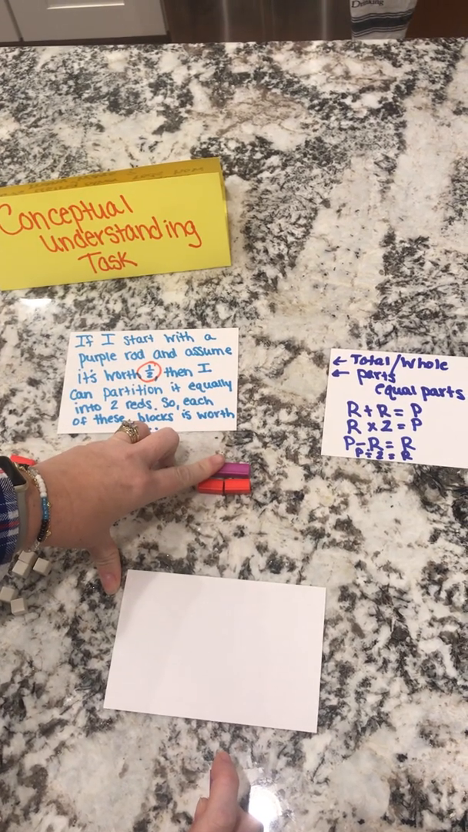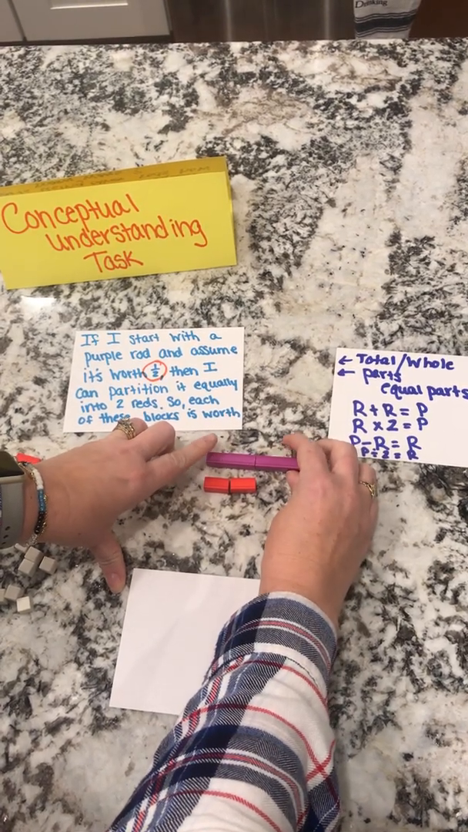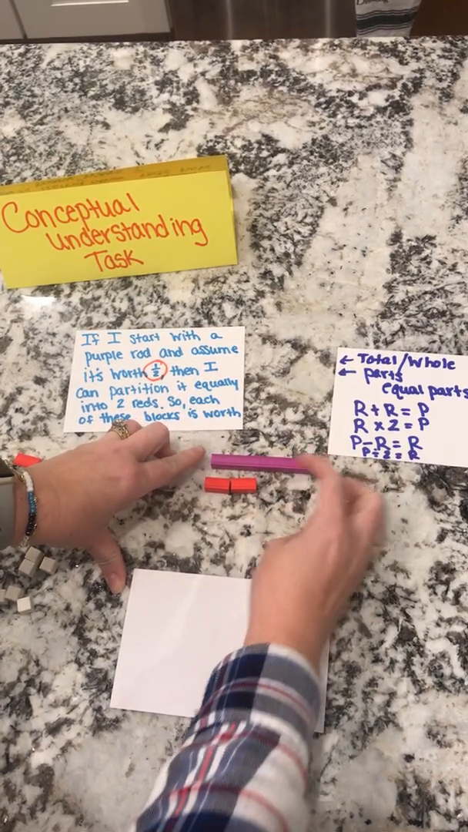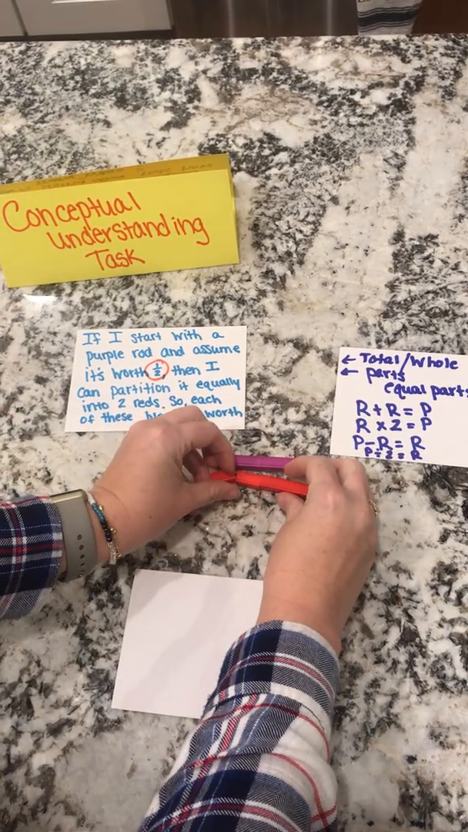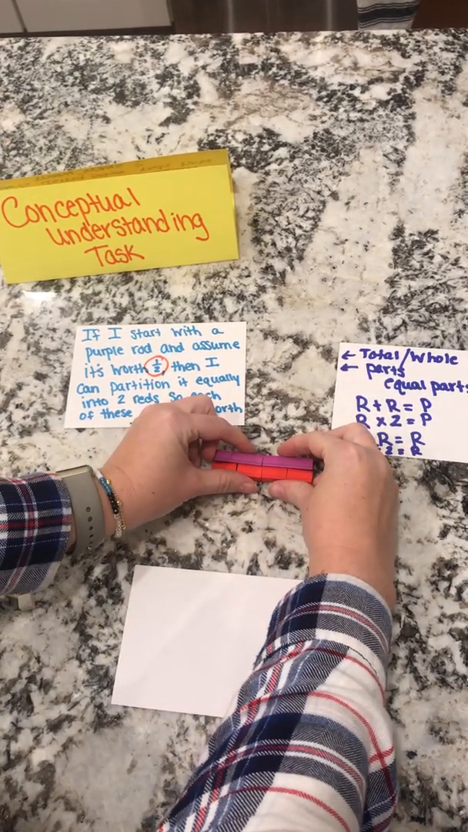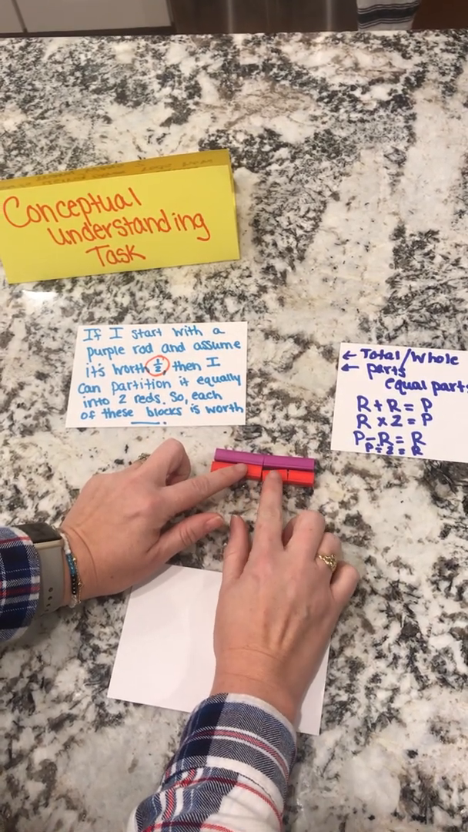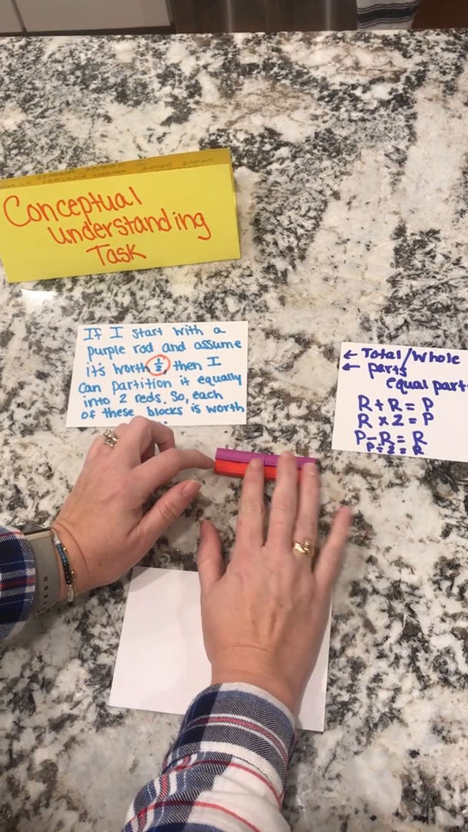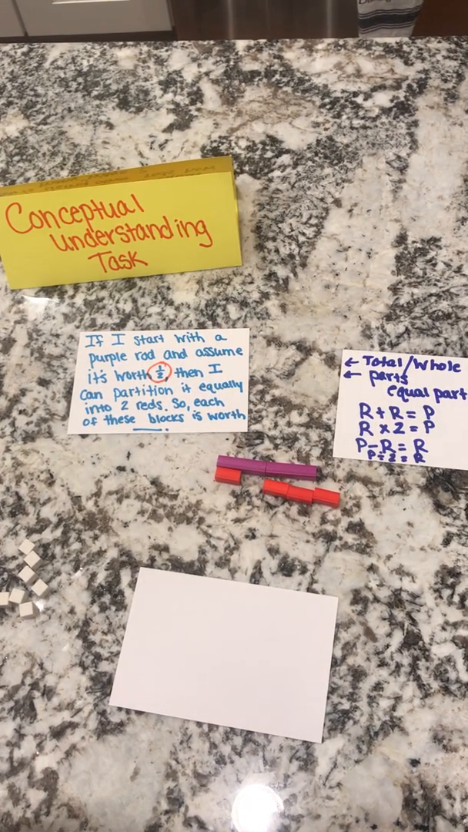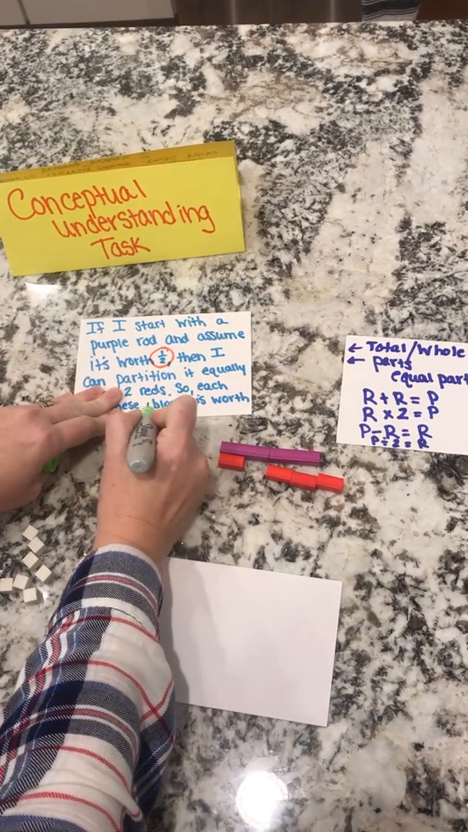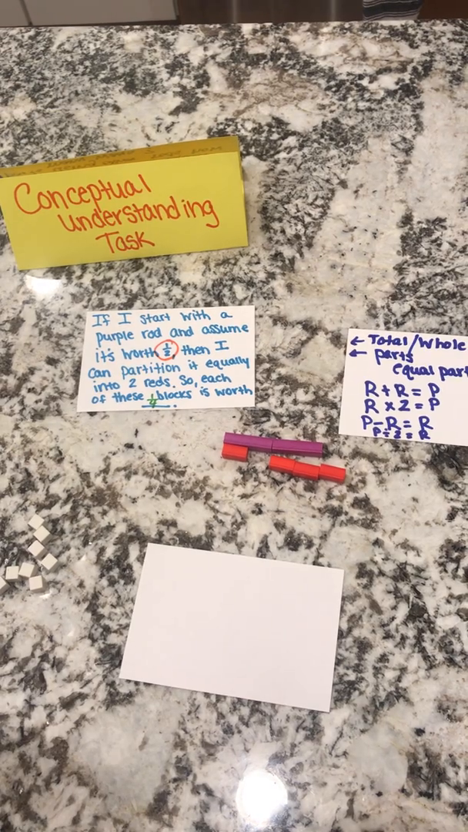So if my 1/2 of purple is out, my whole, or my 2/2, would be 2 purple rods, and building my whole with my reds, I'm going to have a total of 4 rods. So 1 red rod is going to have a value of 1/4 because it's 1 out of my 4 pieces.